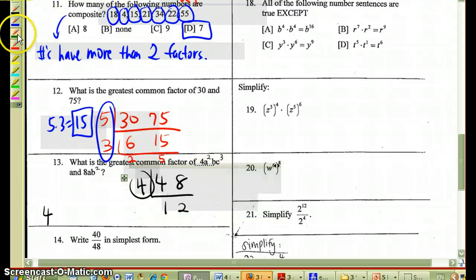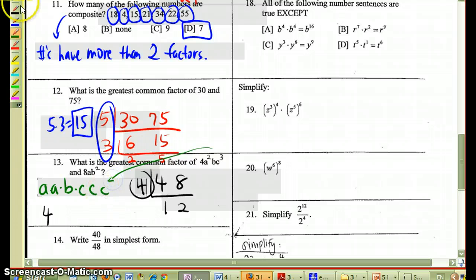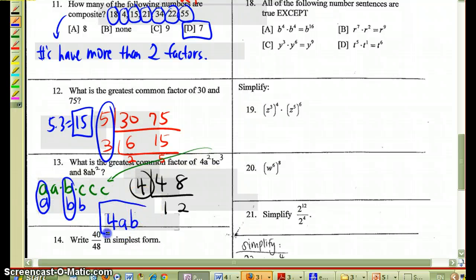To give me A times B times C, C, C. So over here I expanded it out. Then I'm going to expand next this part out from here, which is A and then B, B. So when I circle what is common, I circle an A, I circle a B, and it seems like they only have those in common. So my final answer would be the 4 that they both had, and then an A and a B. So that would be my greatest common factor for ones with variables.